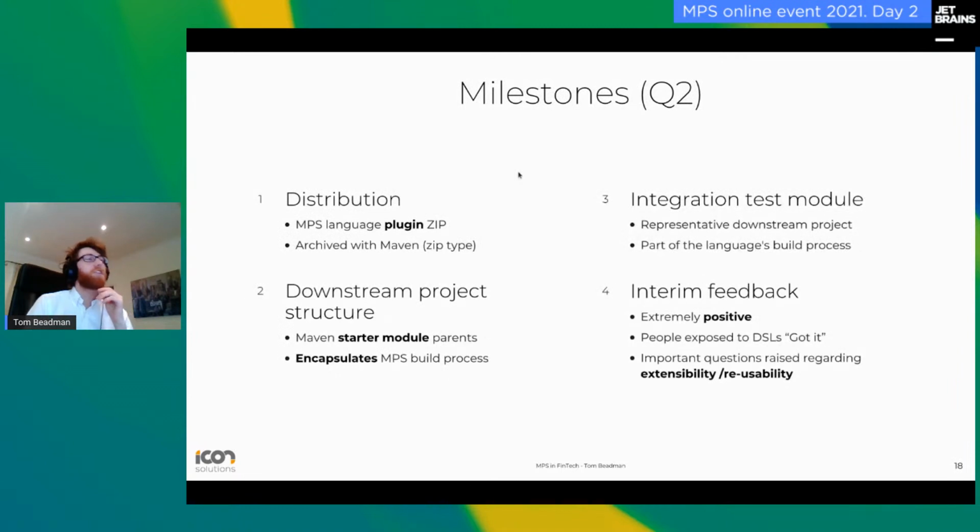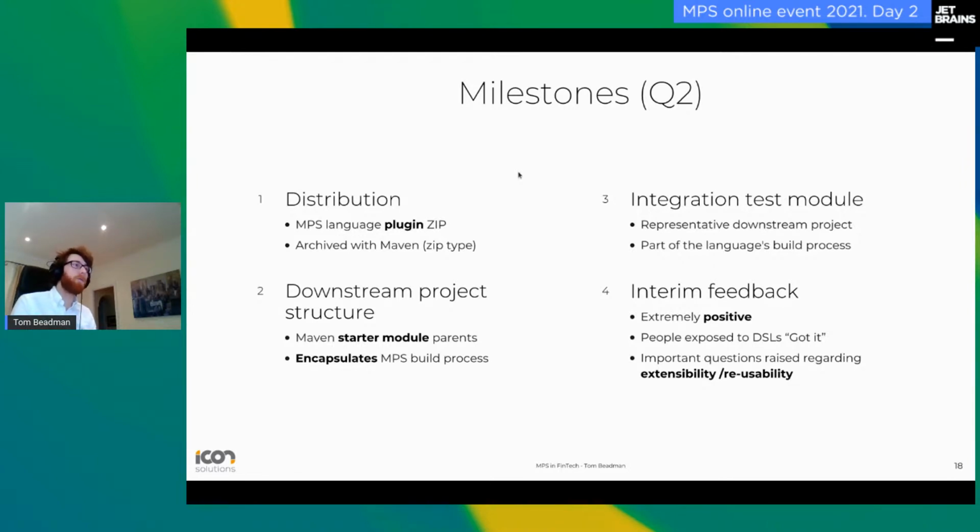And then, looking to the second quarter, we asked: okay, how do we start using the language in our downstream projects? Obviously, this is private and internal, so it's not publicly available. So we have to build the plugin as a zip, and then we publish that to our internal Nexus. And therefore it can be used and imported with Maven like any other build artifact.